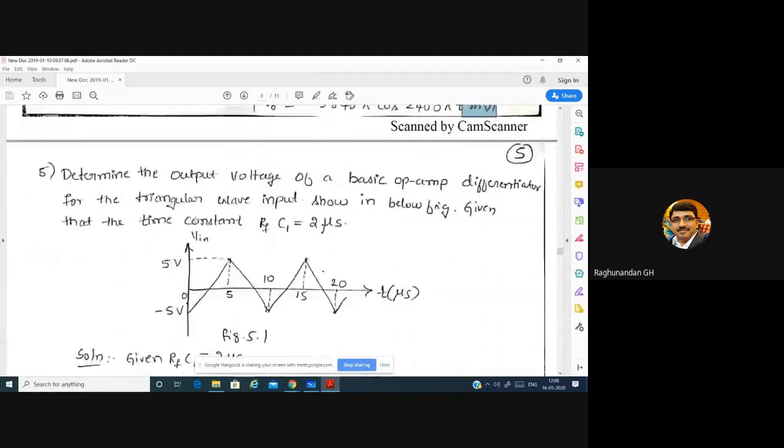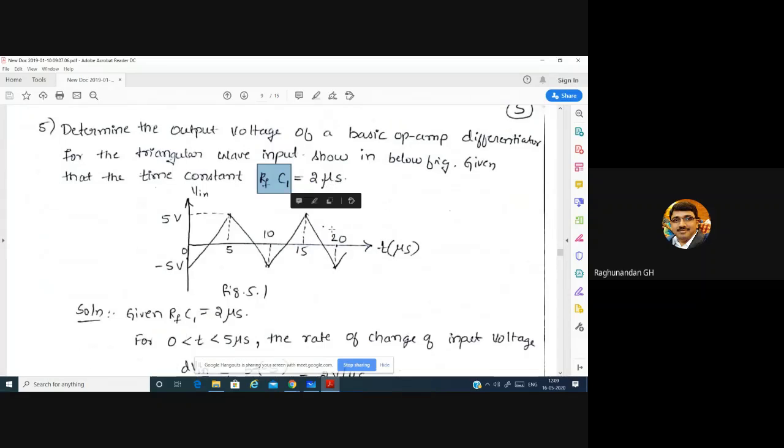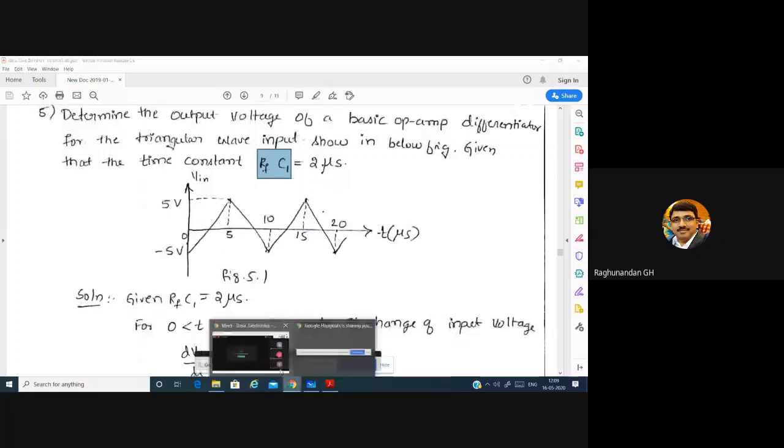Okay. Next, determine the output voltage of the basic op-amp differentiator for the triangular wave input shown in the figure below. Given the time constant RFC1 is equal to 2 microseconds. See, I was telling you the time constant is because of R and C. So the product of these two will give you the time constant.